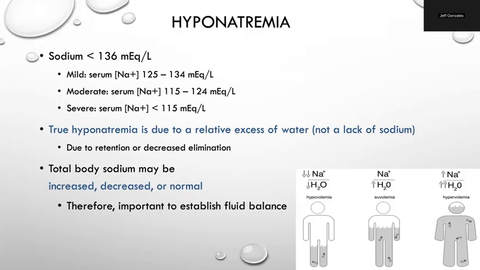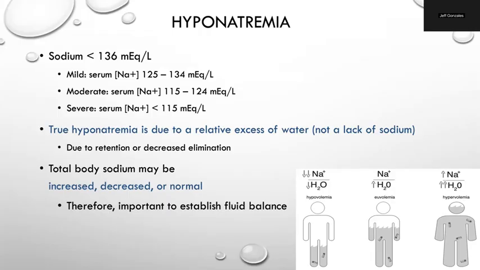True hyponatremia is associated with a low serum osmolality, meaning less than 280 milliequivalents per liter. Cases where serum osmolality is normal or high are termed pseudohyponatremia and will not be discussed. True hyponatremia is also always due to a relative excess of water, not a lack of sodium.